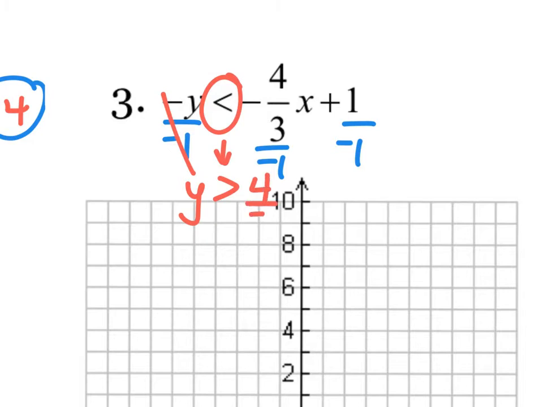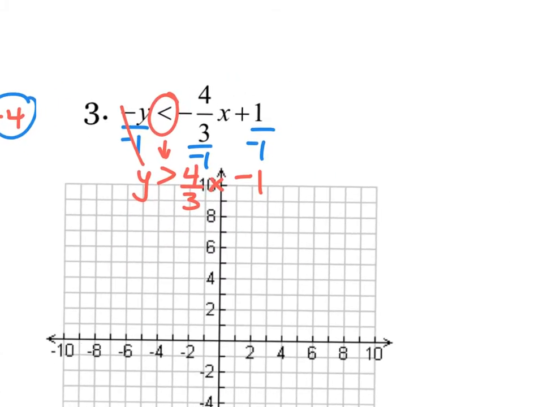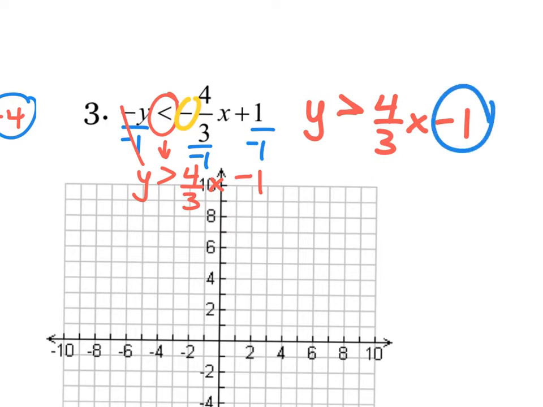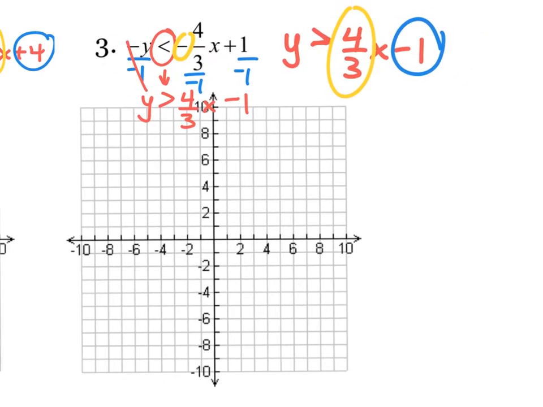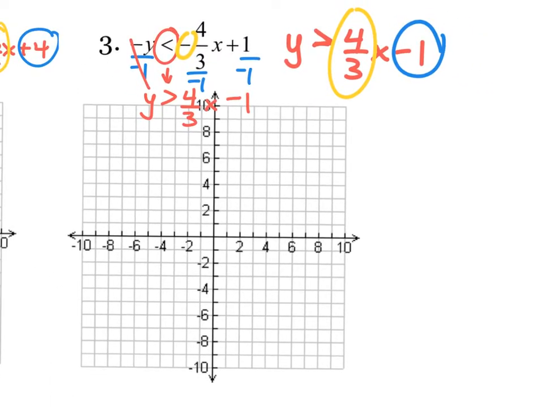Careful, guys. 4/3 x minus 1. Okay, let me write that again. y is greater than 4/3 x minus 1. The reason that 4/3 became positive is because it was originally negative, divided by a negative, which becomes positive. My y-intercept's -1. My slope's positive 4/3. Let's graph that. This is going to be a dashed line again. And we're going to go up 1, 2, 3, 4. Right 1, 2, 3.